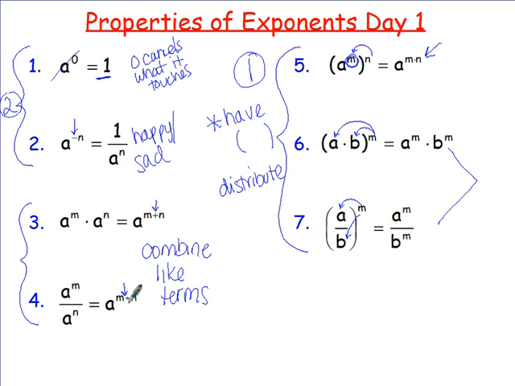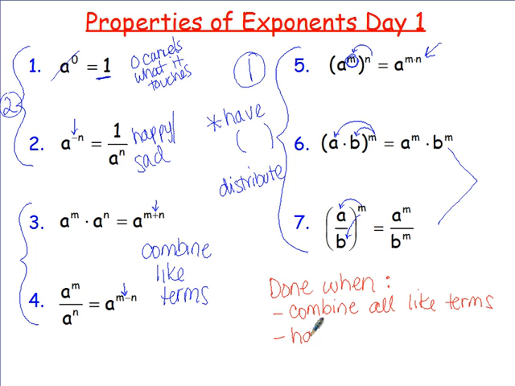When you are done with a problem, here's how you know. You are done when you've combined all like terms, everybody's happy, and there are no zero exponents. That's how you know you are done with any one of these problems.